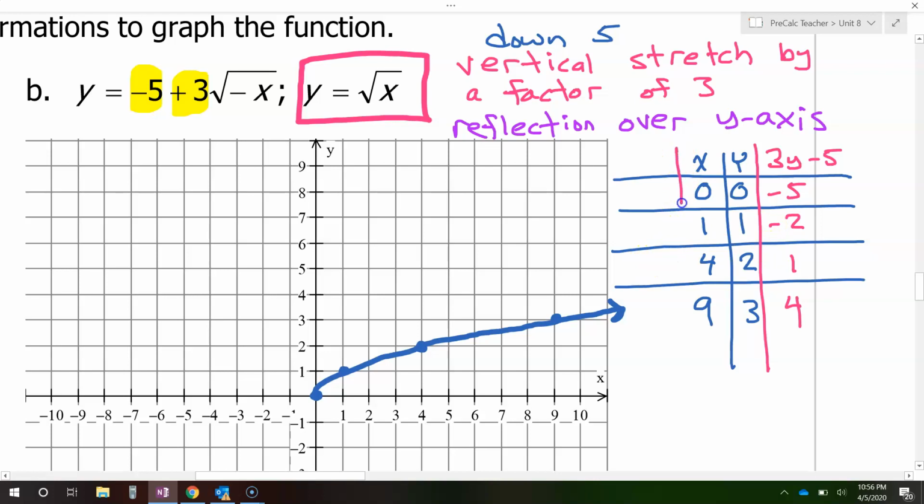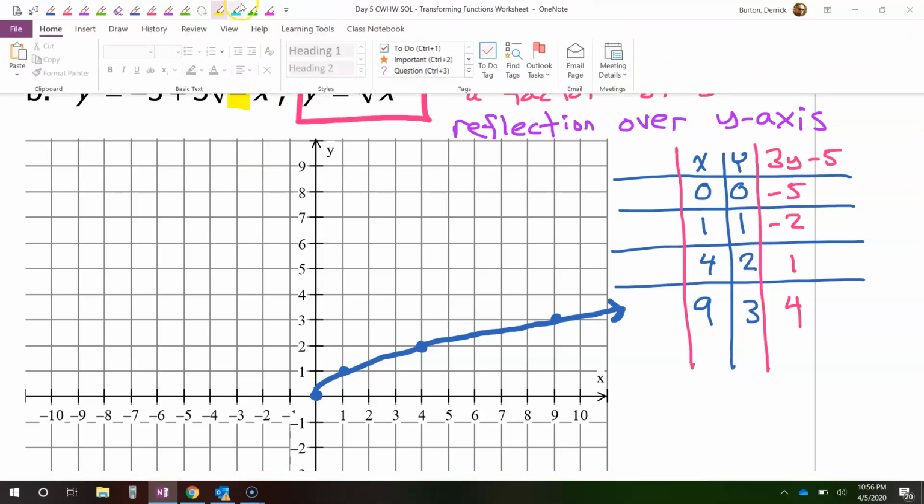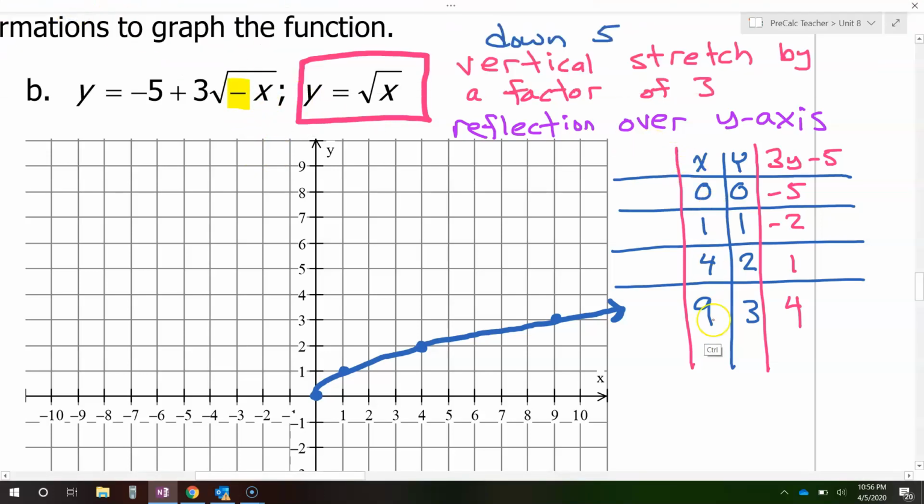Now let's talk about the new x values. We're going to get them by looking at what's going on inside the function, in this case what's going on under the square root. All we have is the one transformation, this little negative sign. So that means I'm going to do the opposite of all of these x values. So in other words, the opposite of x. That'll be 0, -1, -4, and -9. That gives us our new x and y values.